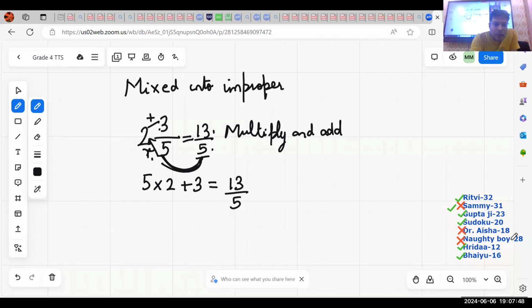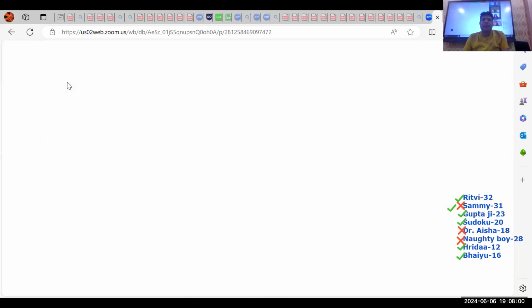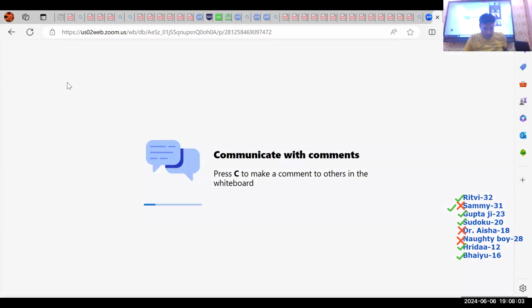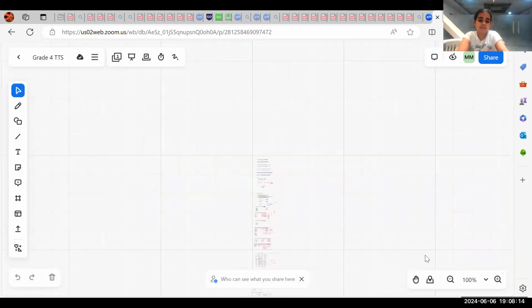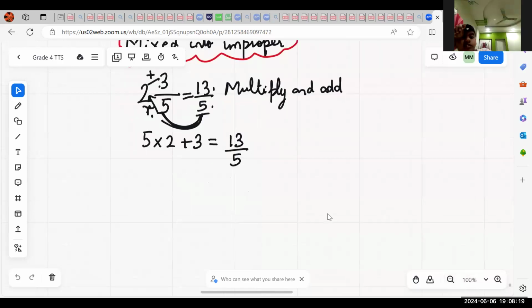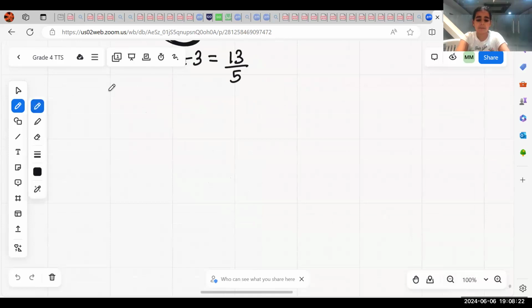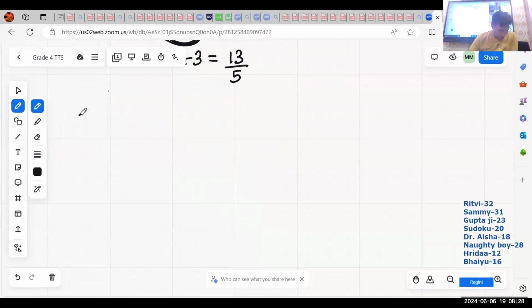So when we have to convert from mixed to improper, the process is very simple. We multiply and then we add. So that's the process. 1 second, let me refresh. Sir, the page you are sharing on my screen is zoomed up and I'm not able to see the screen properly. You will be able to see the screen now. Let's do it. Next question.